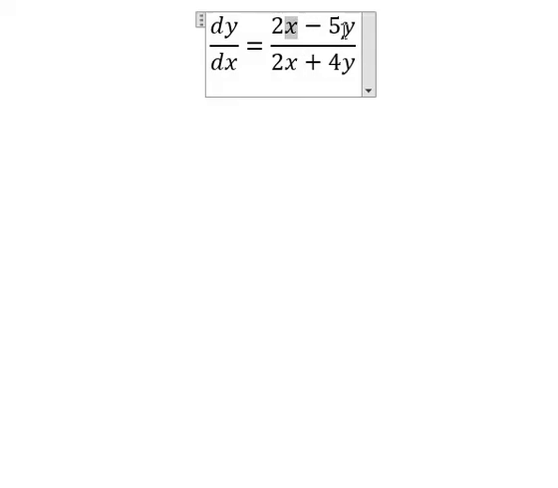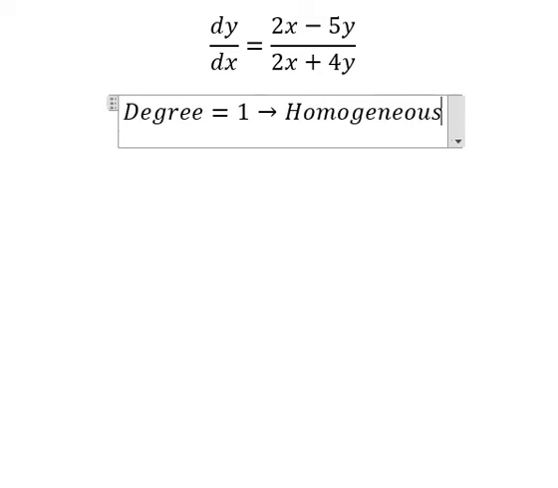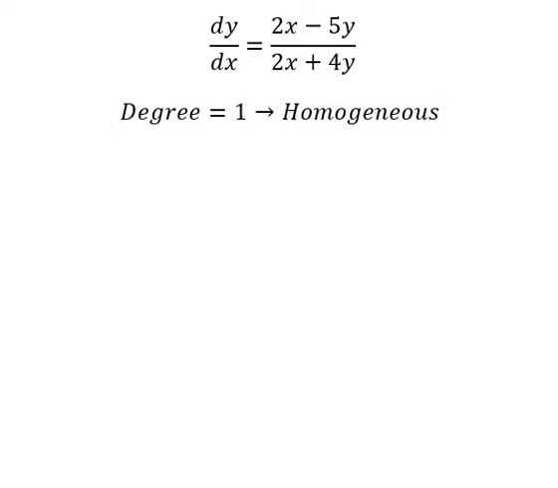We have x, y, x, y. So this one divided by this one. They are the root number 1. So this is about homogeneous. So I will put y equal to vx.